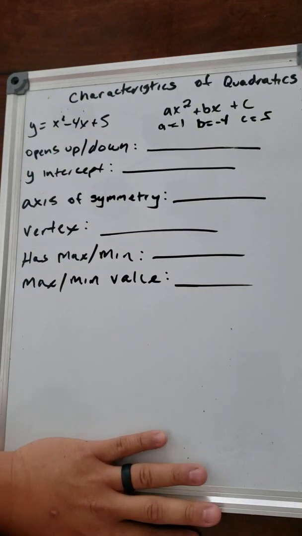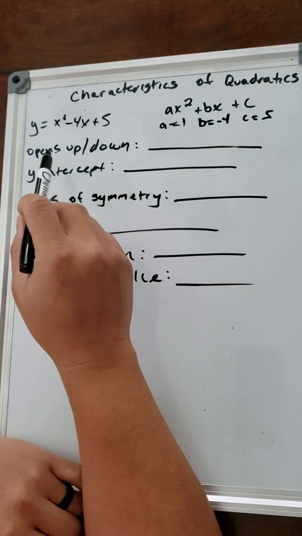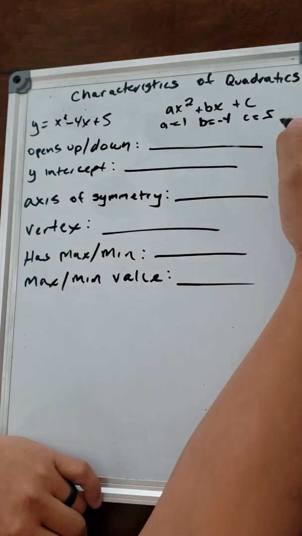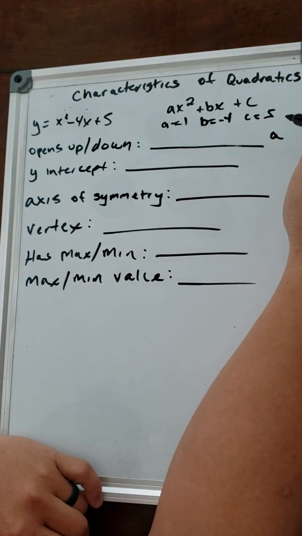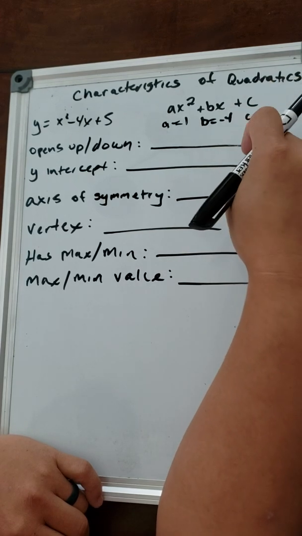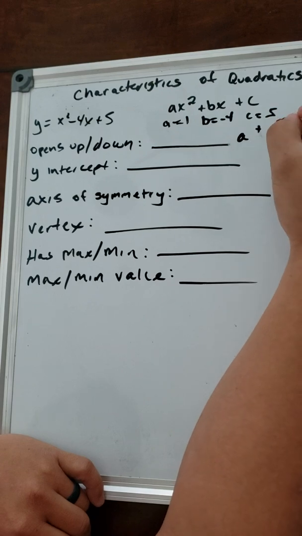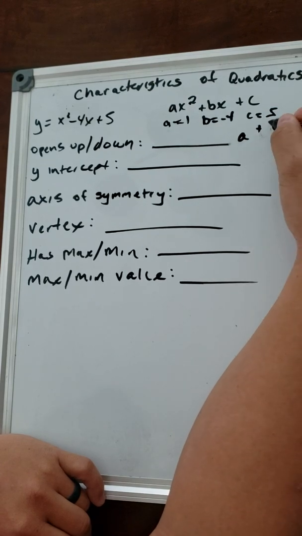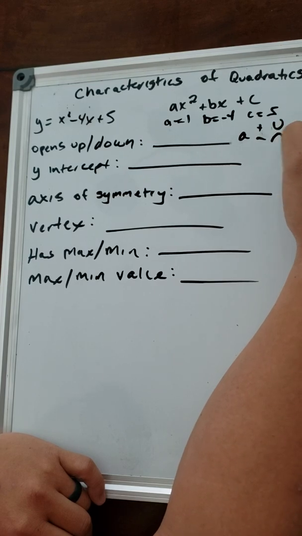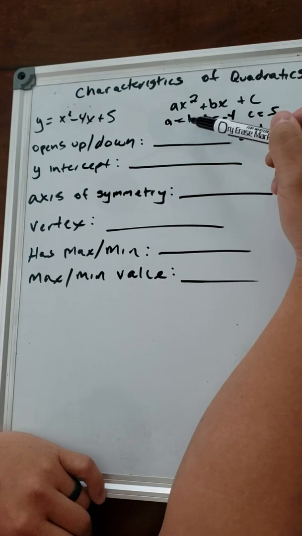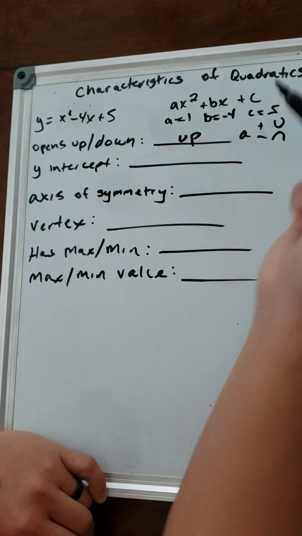So the first question we're always going to ask you is, does it open up or down? So the way you know whether it opens up or down is you're going to look at my a, okay? Is a positive or negative? So if your a is positive, it's going to open up, like this, where the opening is at the top. If it's negative, it's going to open down. So is this a positive or negative? Well, it's positive, so that means this is going to open up.